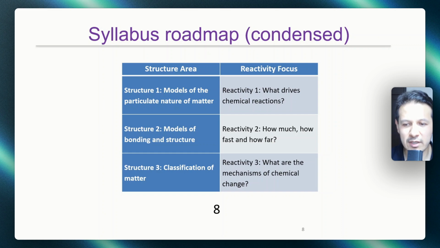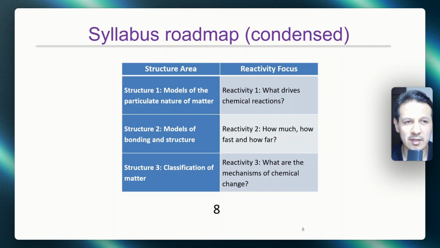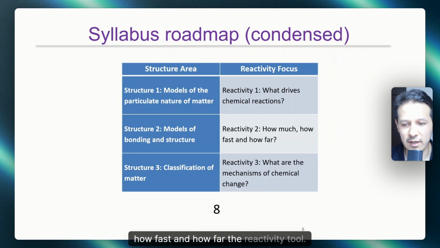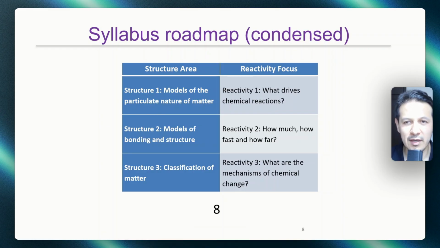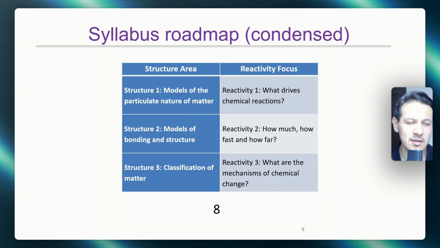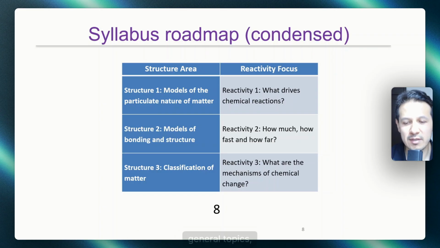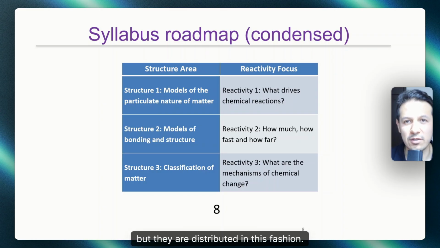Okay. In reactivity, reactivity one is what drives chemical reactions. This is what we know as thermochemistry. How much, how fast, and how far in reactivity two. This is equilibrium and kinetics. And in reactivity three, what are the mechanisms of chemical change? This is what we knew as acids and bases and redox. So we are still studying the same topics, the general chemistry topics, but they are distributed in this fashion.